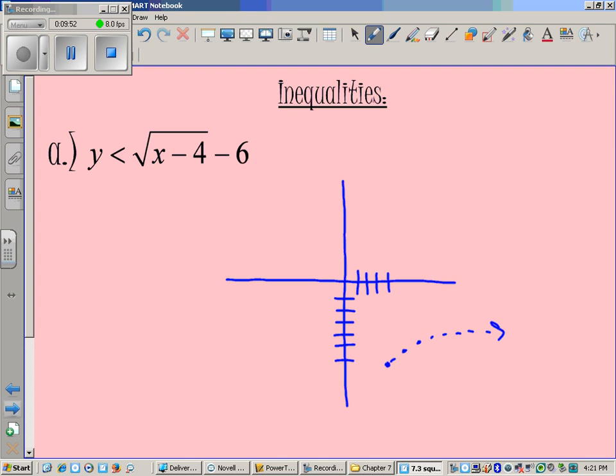We also need to do shading. If you read the equation, it says y is less than blah, blah, blah. If y is less than, which way would I shade? If we're doing y's, we're going up and down, right? So would we shade above or below if y is less than? Well, if y is less than, we're going to shade below my square root graph. Okay? If y was greater than, then we would shade above. If y is less than, we're going to shade below.